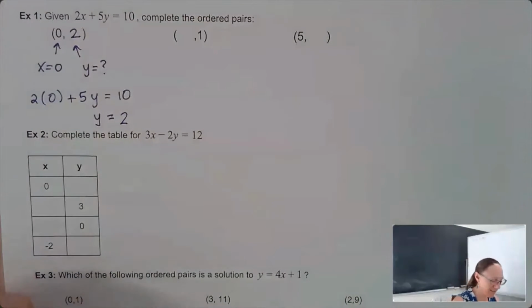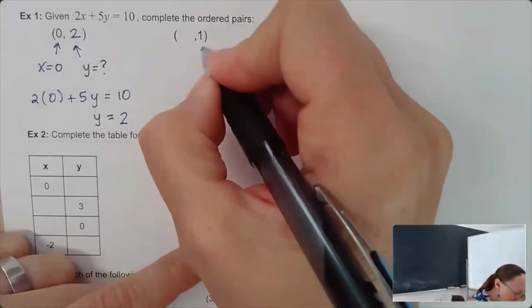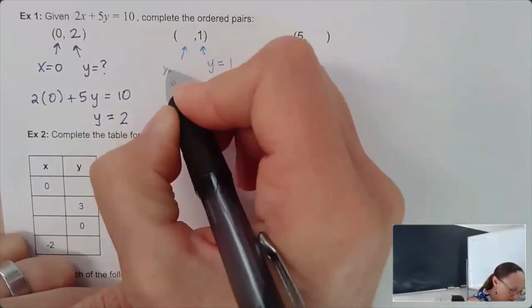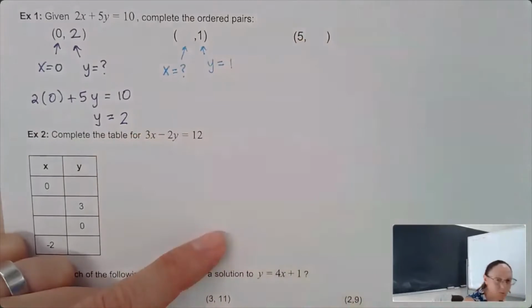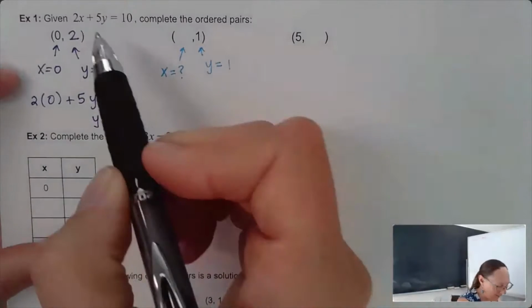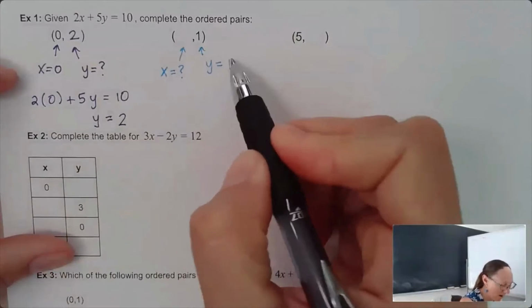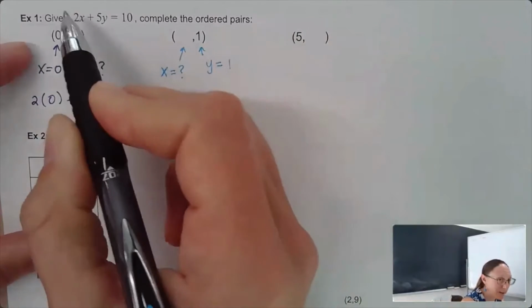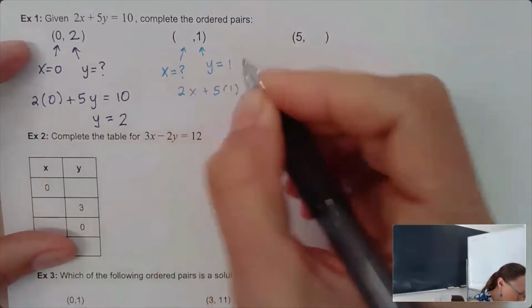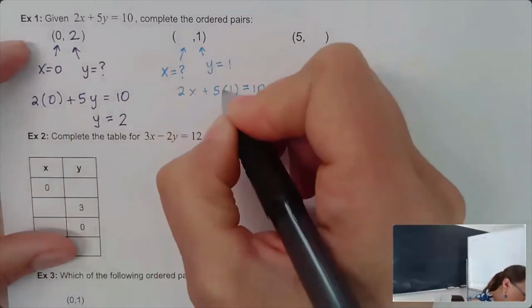This next one, in terms of the ordered pair, this is telling me Y is equal to 1 and asking the question, what is X equal to? So I'm going to do the same thing, but this time, rather than plugging in a value for X, we're plugging in a value for Y, or replacing the Y in the equation with the given Y value. Well, when I do that, my equation is going to become 2X plus 5 times 1 is equal to 10.